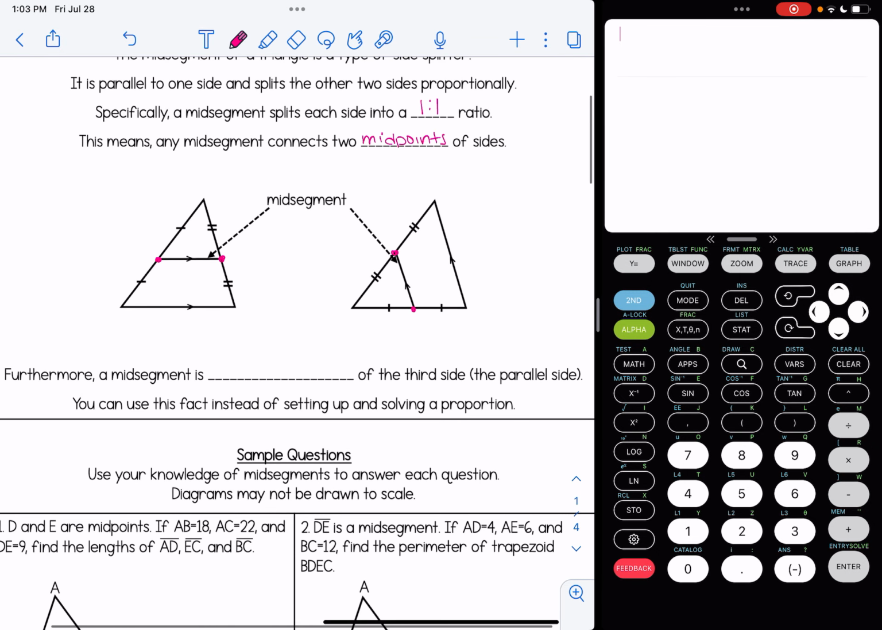Furthermore, a midsegment is half the length of the third side, so the parallel side, and you're going to be able to use this fact instead of setting up and solving a proportion. So if you've watched the previous video in this playlist on side splitters, or you've just learned about it in your class already, you may know, okay, we can set up proportions to solve for missing sides and similar polygons. But we don't have to do that with midsegments because we have enough information on its properties that we could just use that, the fact that it connects midpoints and that it's half the length of the third side. So let me show you what I mean by that.